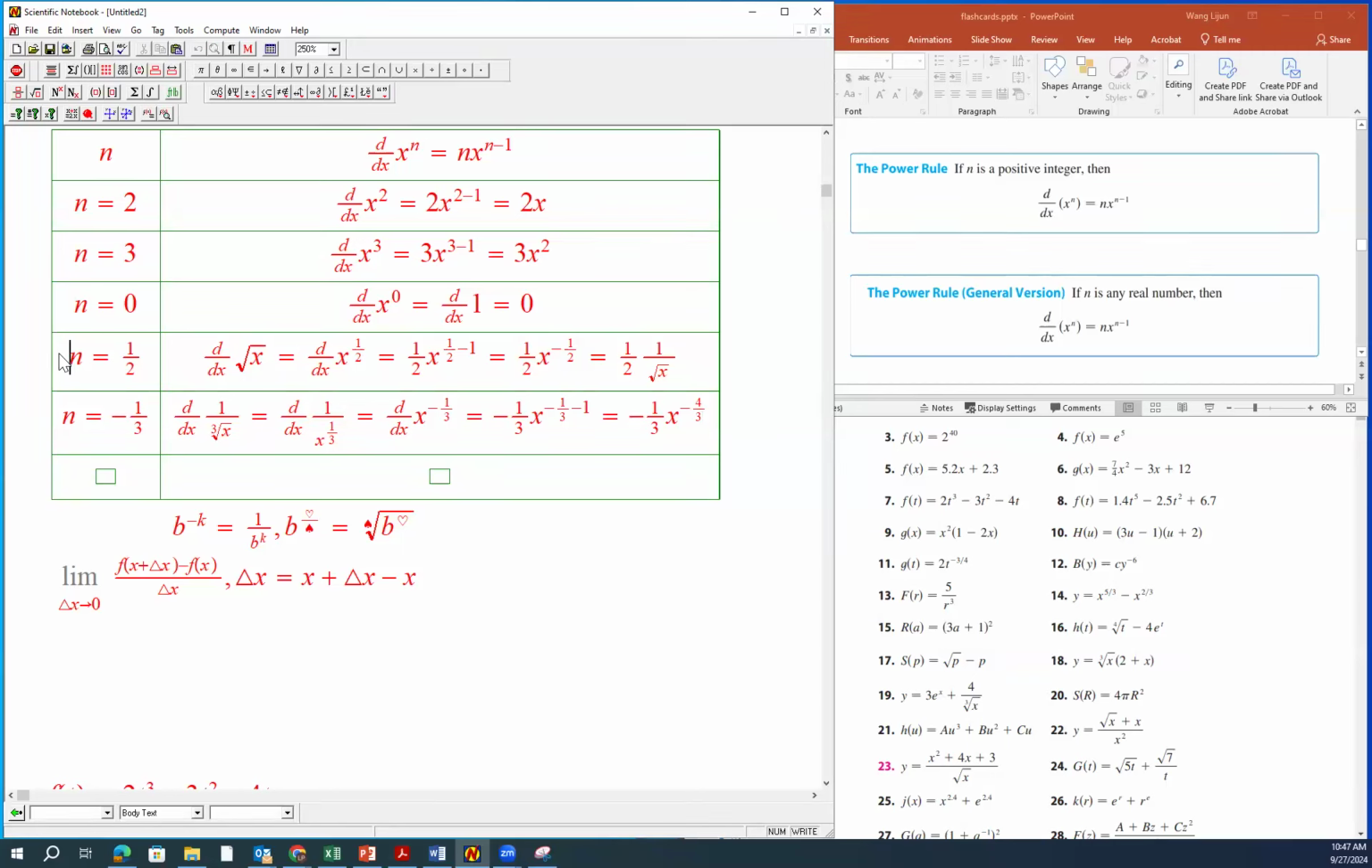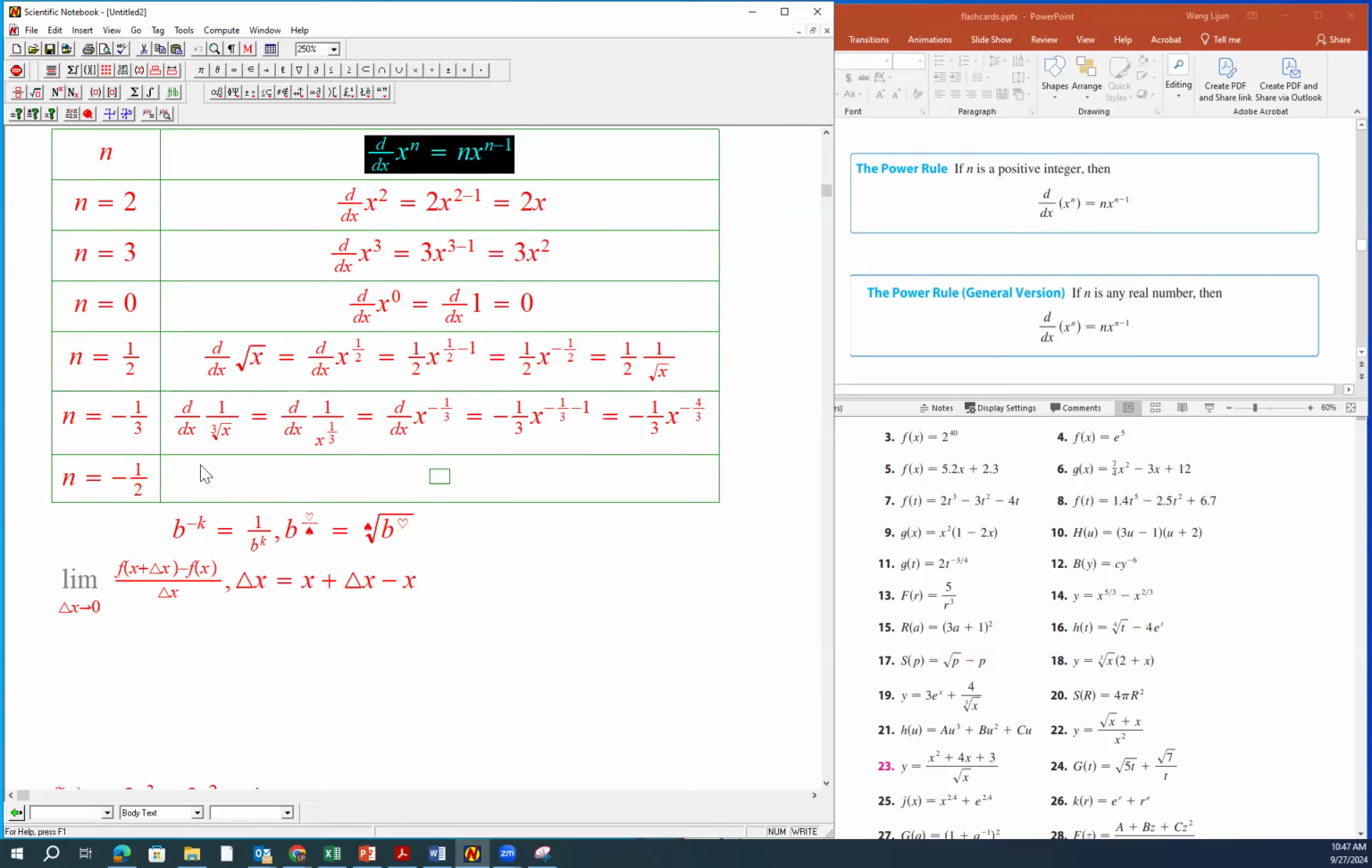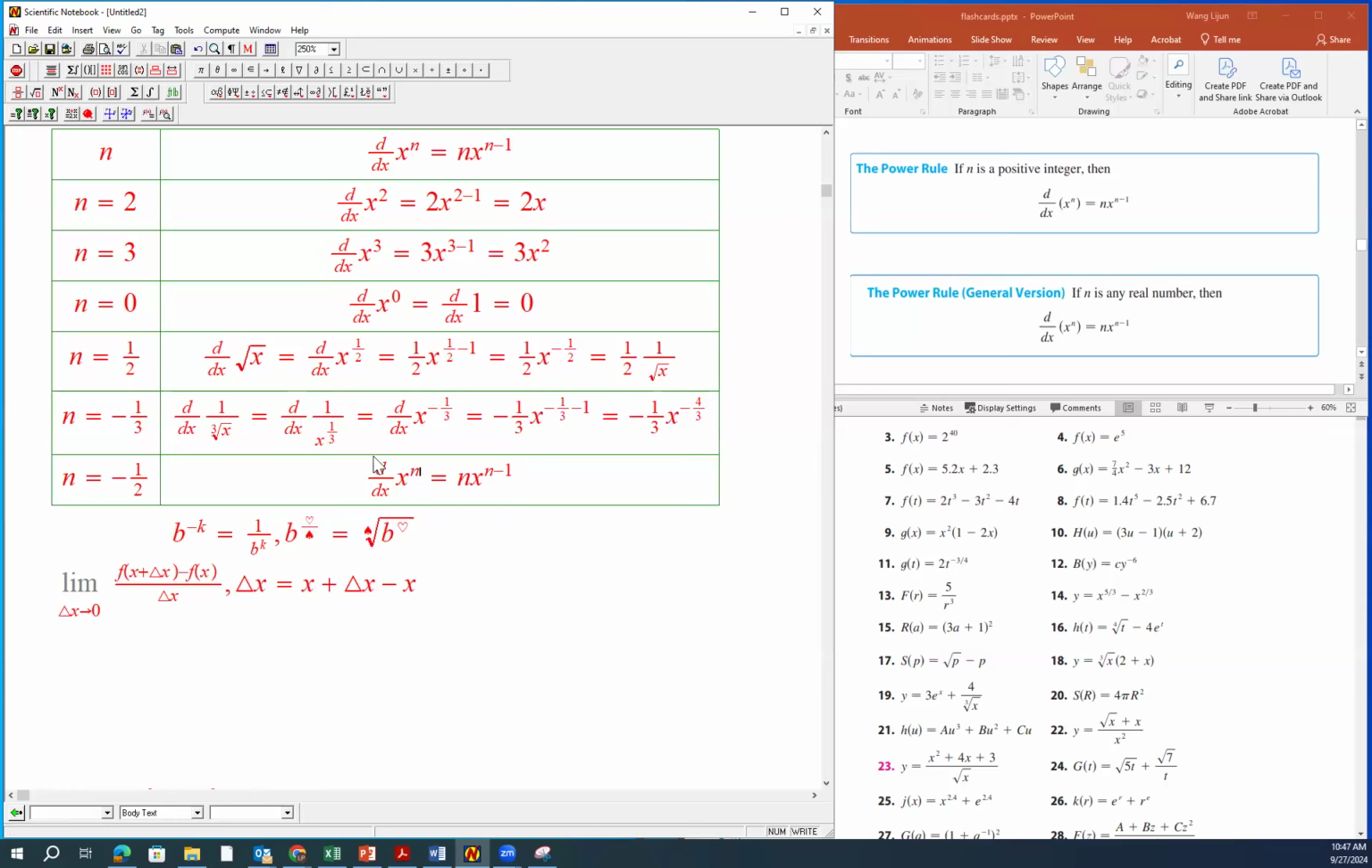Then you may wonder, what if n equals negative half? So you would apply this formula. N equals negative half goes to the power part, and this is negative 1/2. Everywhere n is replaced by negative 1/2. And in the end, we get negative half x raised to the power of negative 3/2.